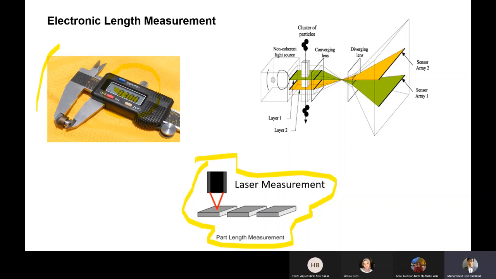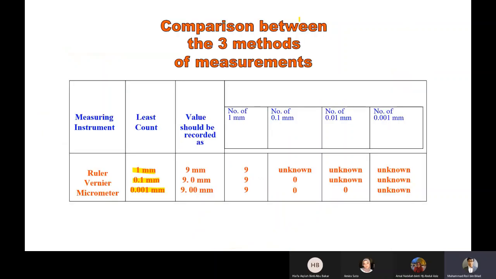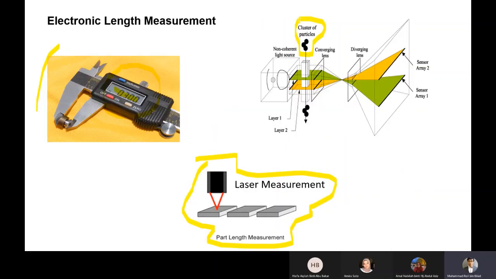You can also use additional tools. For example, someone wants to measure a cluster of particles, the size of the particle. It's very small, so of course you cannot use a ruler or a micrometer, but you can use a technique to measure it, for example using a laser.